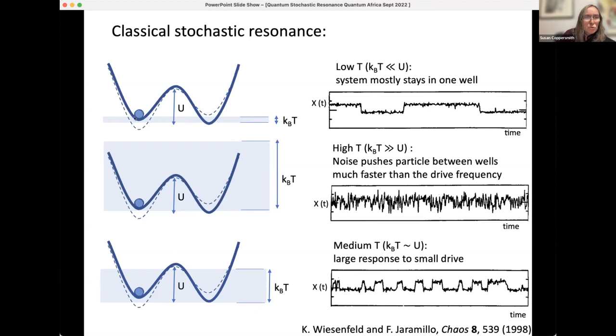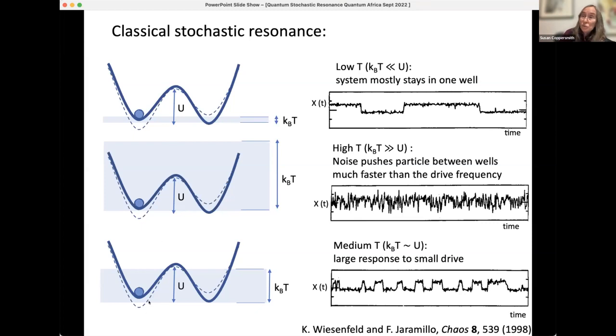And again, if the temperature is really small, I stay in whatever well I'm in, no matter what happened to the Earth's perihelion. All right. On the other hand, if your noise is huge, it doesn't care, right? It just sort of, the sky could be on either side. It just wanders about. And the noise pushes the particles between the two wells much faster than the drive. And so you don't see anything to do with the drive.